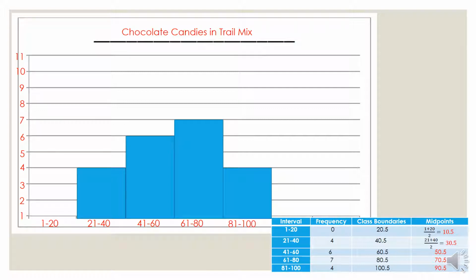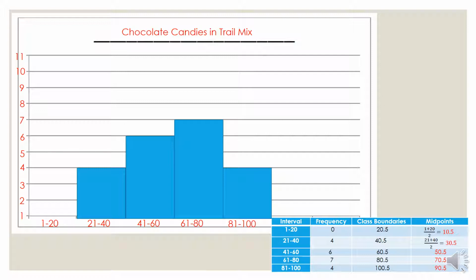And then from 21 to 40, there were 4. So you draw your bar up to the frequency of 4. For 41 to 60, there were 6. So I draw my bar up to 6. For 61 to 80, there were 7. So I draw my bar to 7. And then for 81 to 100, there were 4.